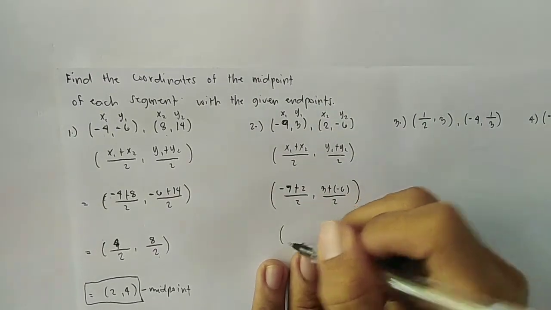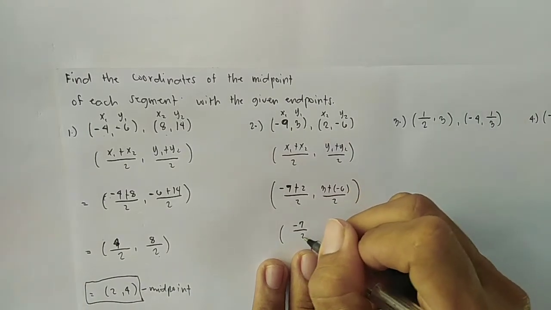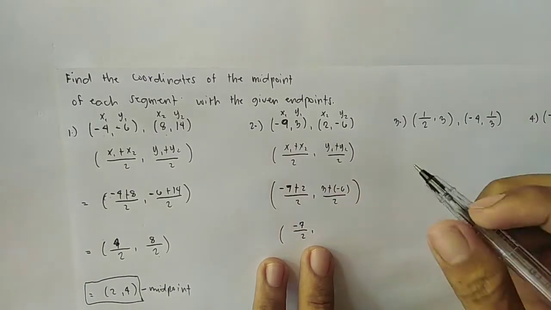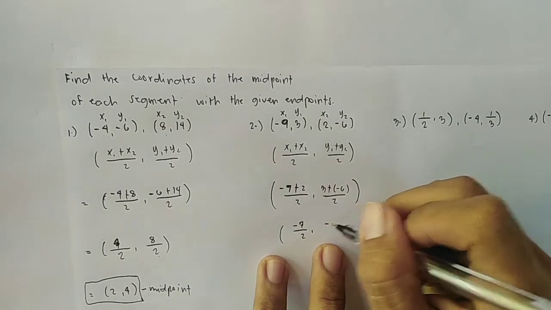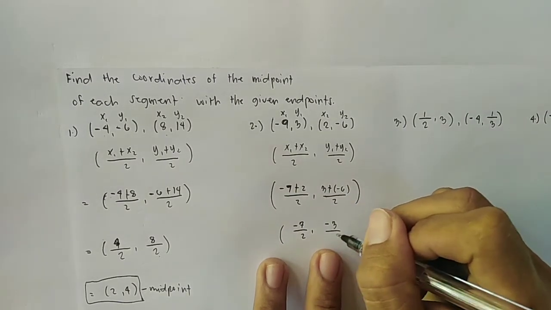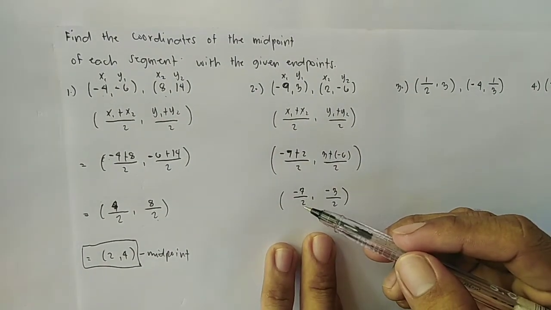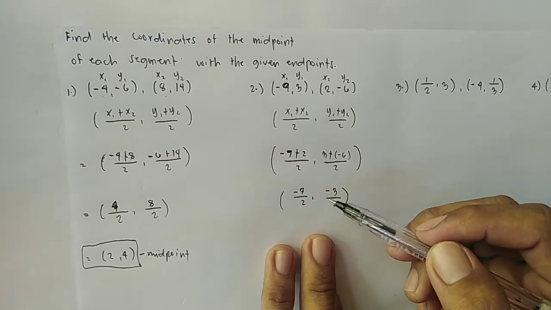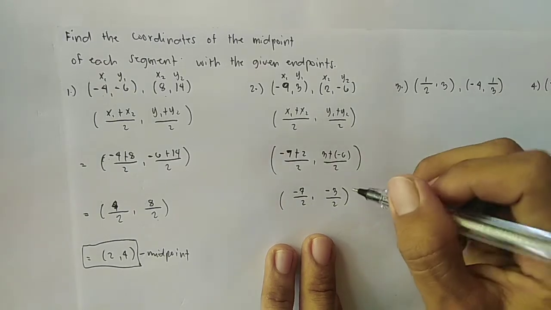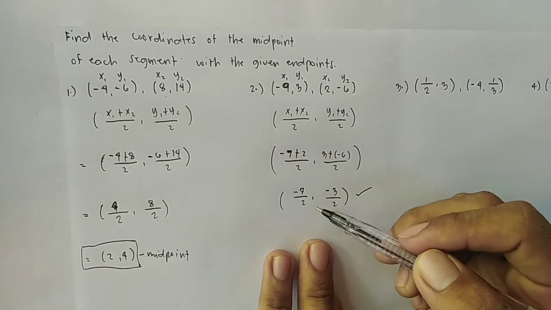So now we have negative 9 plus 2, that is negative 7 over 2. Then we have 3 plus negative 6, so that is negative 3 over 2. So we can have this one as our answer, negative 7 halves and negative 3 halves as our midpoint. We can have this one, or you can get the decimal form of this one.